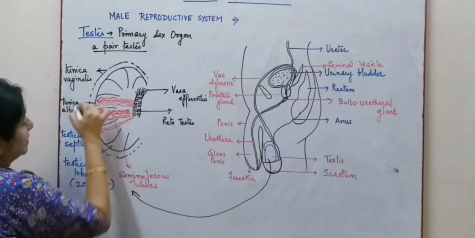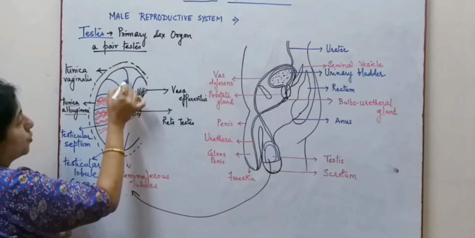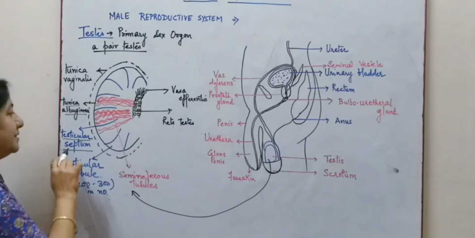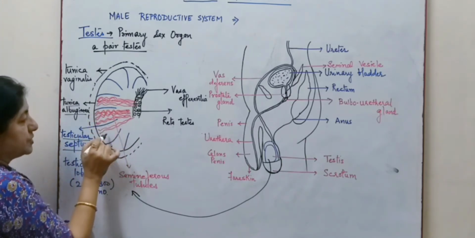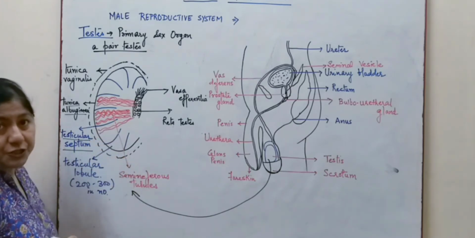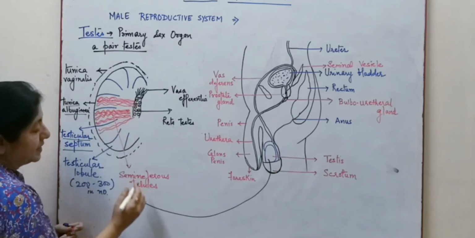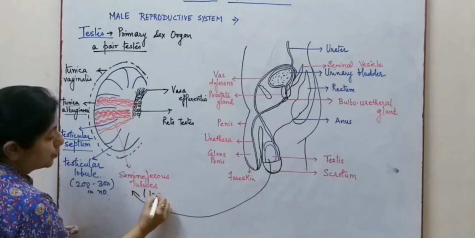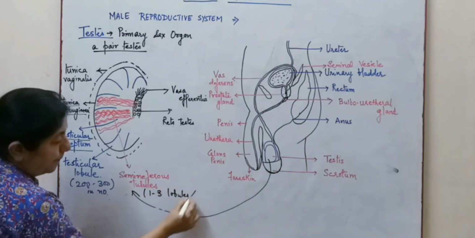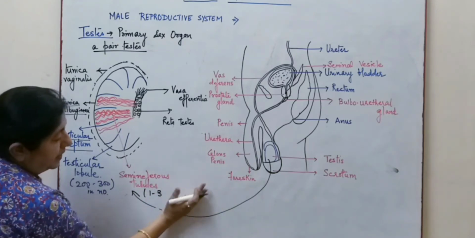Inside the structure, the tunica albuginea has infoldings which are known as testicular septa, and these testicular septa form testicular lobules. These lobules are approximately 200 to 300 in number, and each lobule carries nearly 1 to 3 seminiferous tubules, 1 to 3 per lobule.